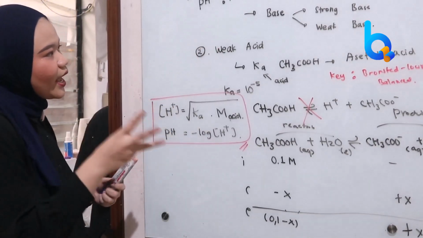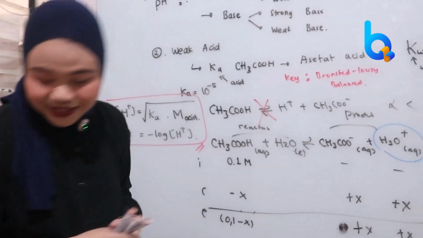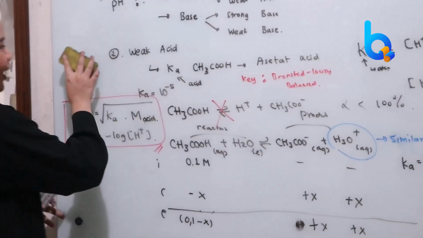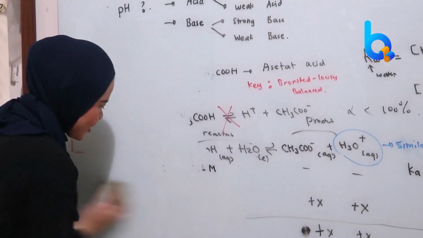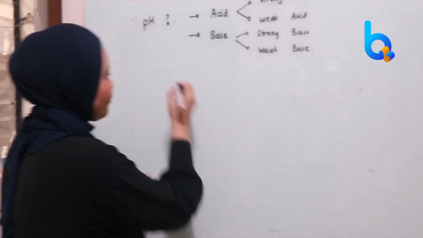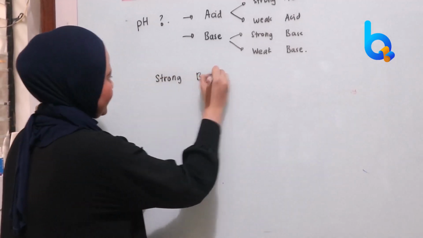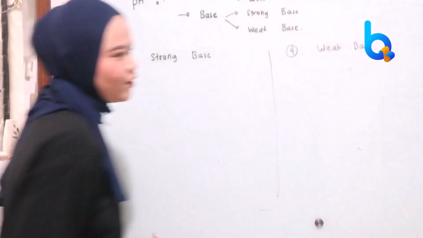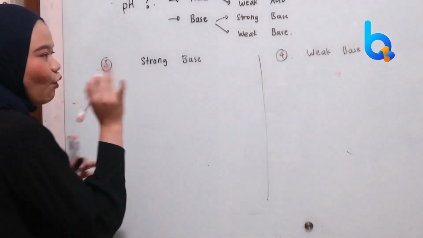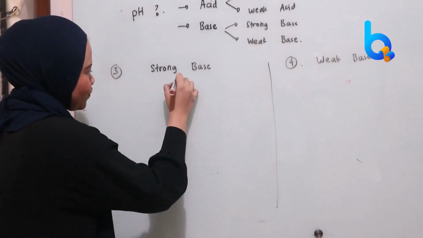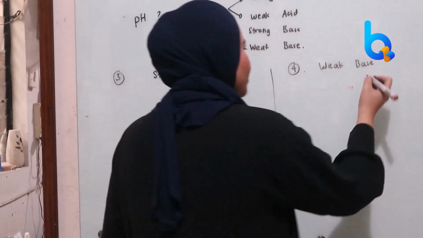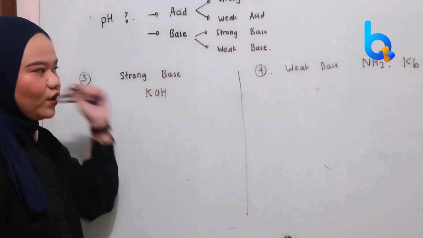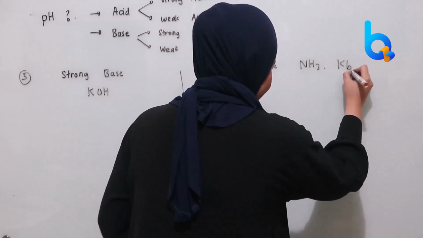Okay, and the 3 and 4 are about the base. It's actually the same concept but in the form of the OH compound. So I want to make it clear for another chapter. If we have 3, a strong base, and 4, a weak base, it's really similar to the acid. The difference is we have OH. I would say a strong base is like KOH, and a weak base is like NH3, and Kb is really the same. Before we called it Ka, and this we call Kb because this is a base.